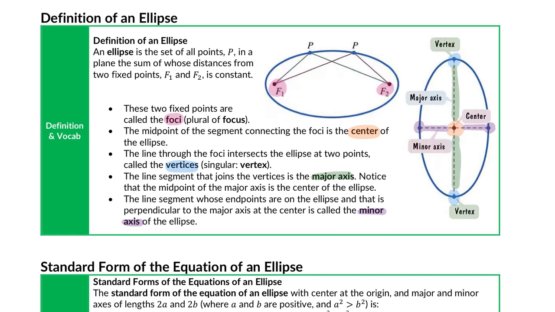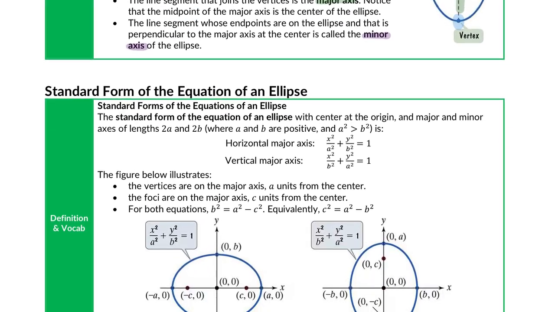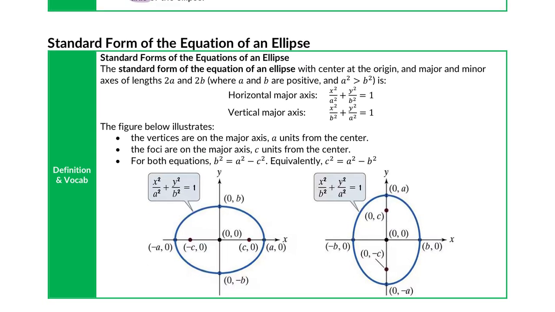But once we get all of the vocabulary down, we also want to be able to write equations for these ellipses. So now we're taking that conic section that we karate chopped off of the cone and we're looking at it on a coordinate plane. The standard form of the equation of an ellipse with the center at the origin and major and minor axes of lengths 2a and 2b are as follows.